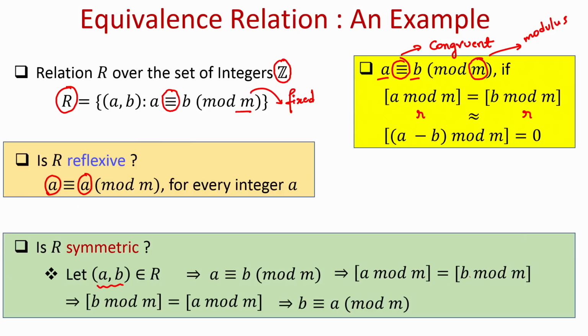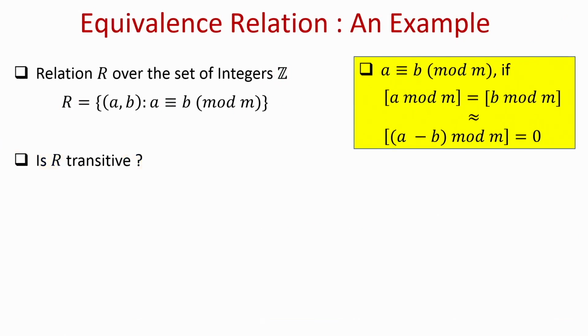So, if b is congruent to a modulo m, that means b comma a is present in the relation R, that means the integer b is related to the integer a as per my relation R. So, what I have proved is, starting with the premise that a comma b is present in the relation R, I can conclude that b comma a is also there in my relation R. That proves my relation R is symmetric.